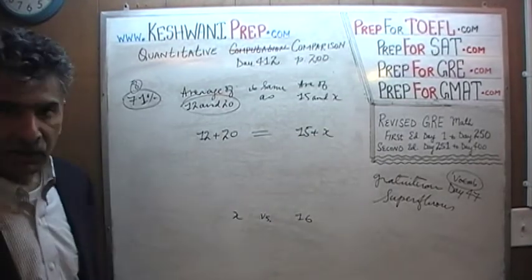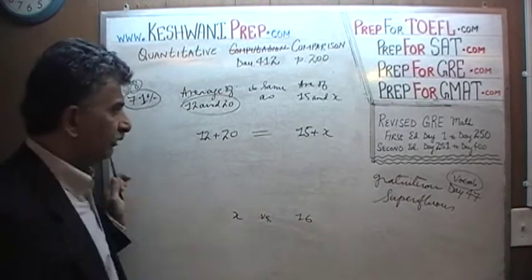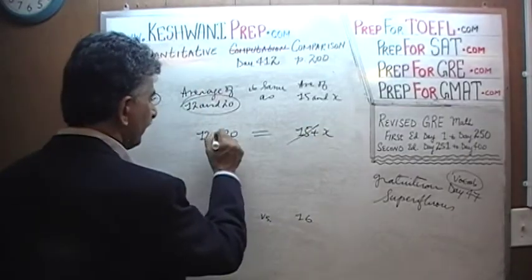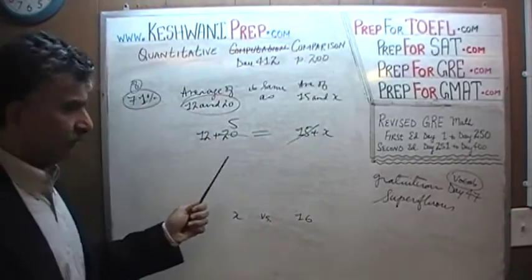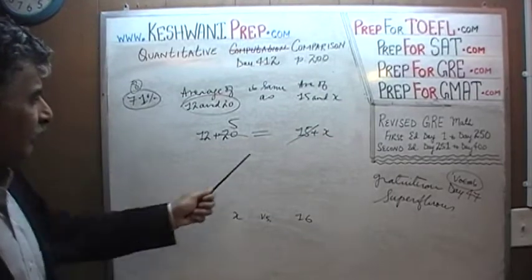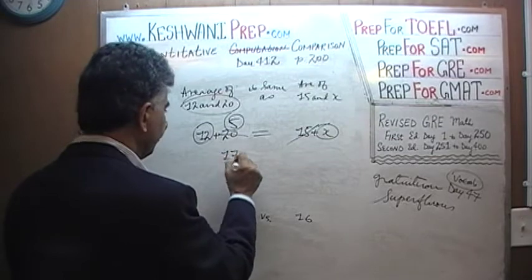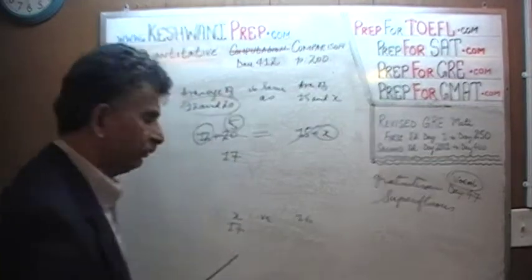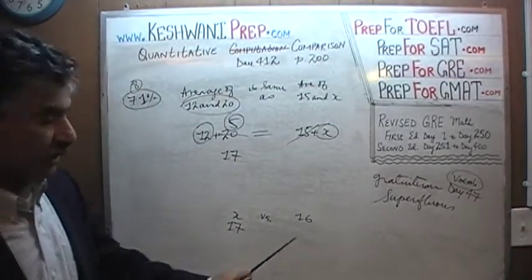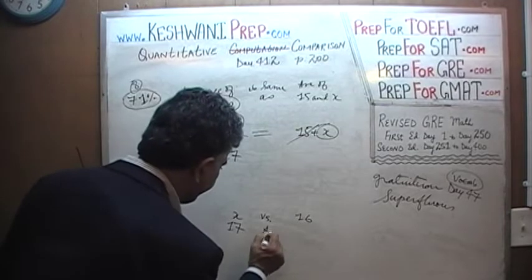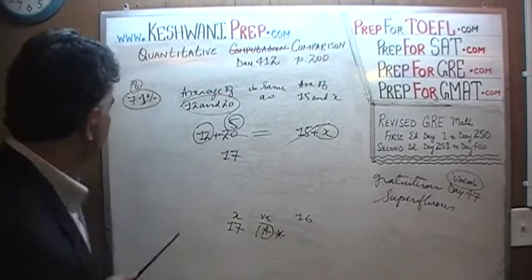We are interested in figuring out x. If you're interested in figuring out x, let's get rid of 15. Subtract 15 from this side, and it becomes 5. So there you go, our x is 5 plus 12, which is 17. We're being asked to compare it against 16. The answer is A.